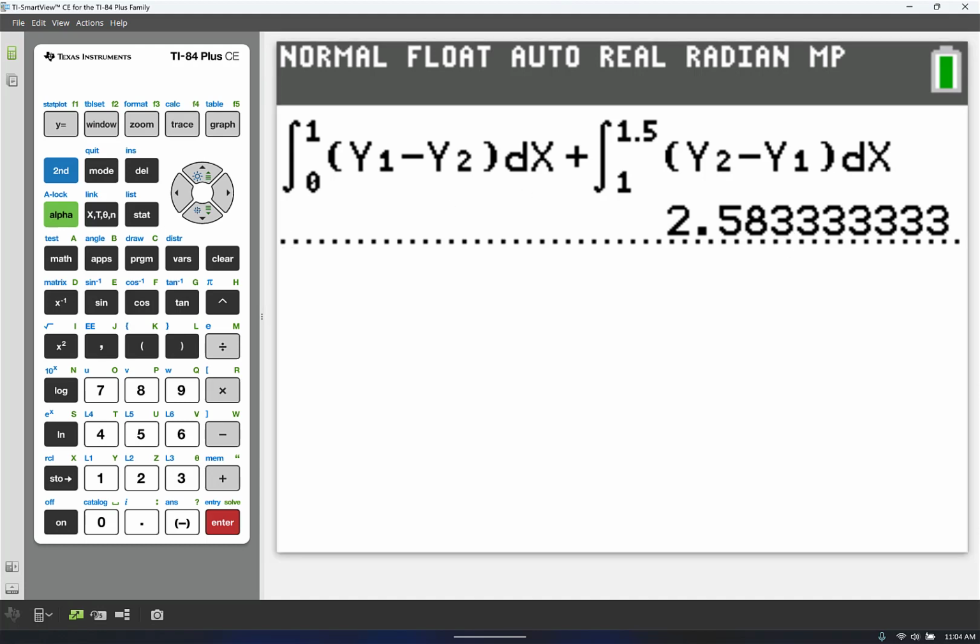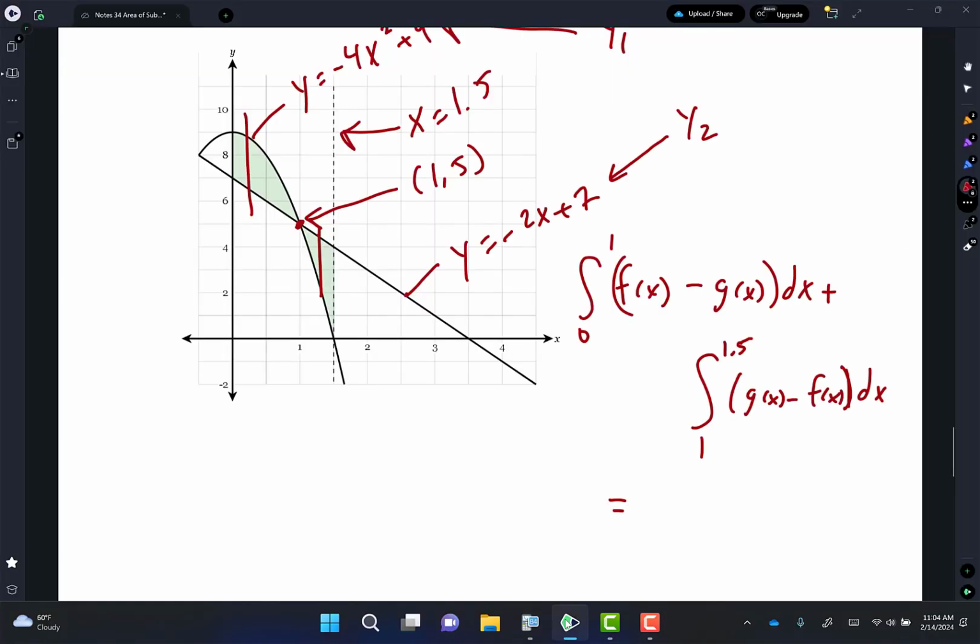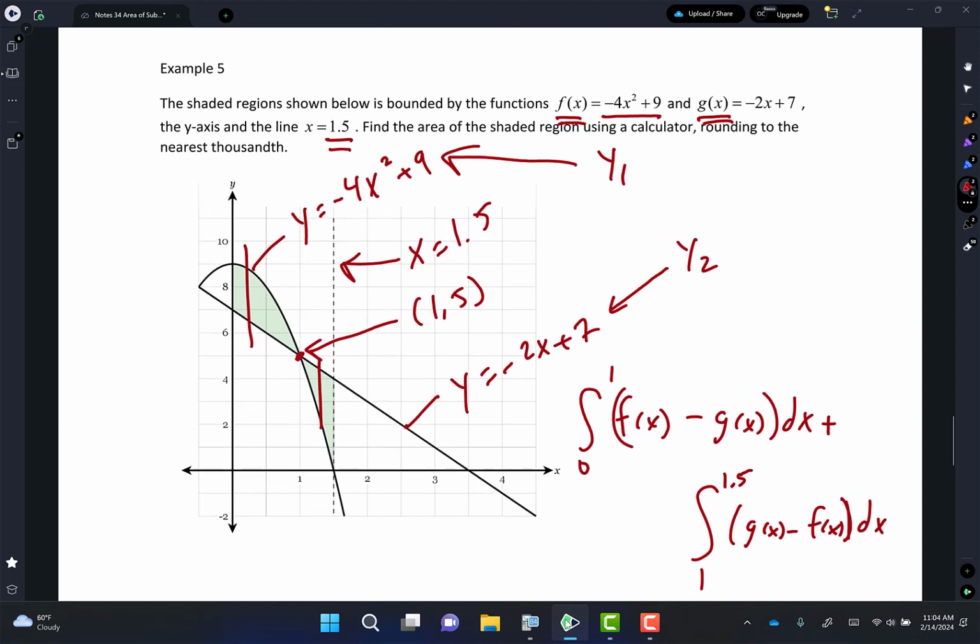And then 2.583. That was a good one. How do we feel?